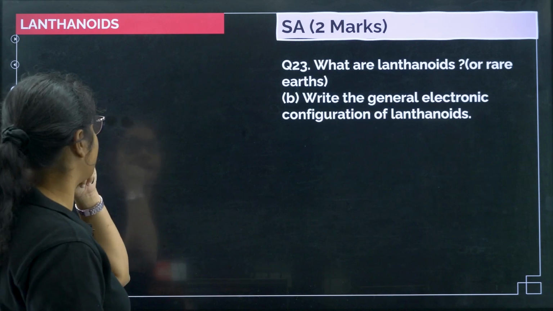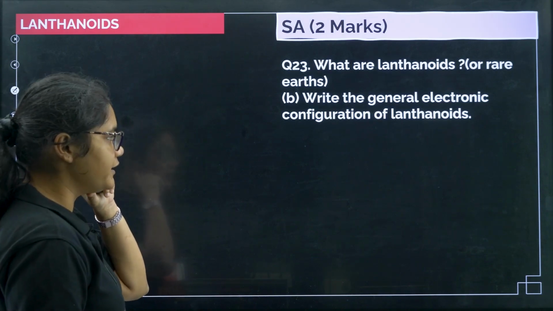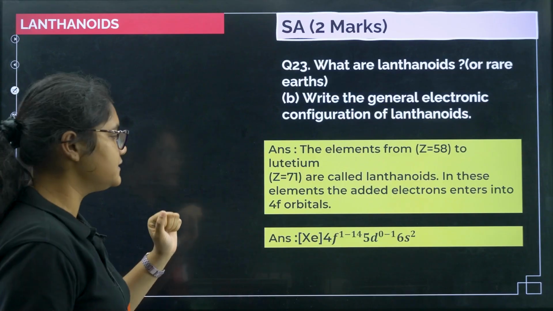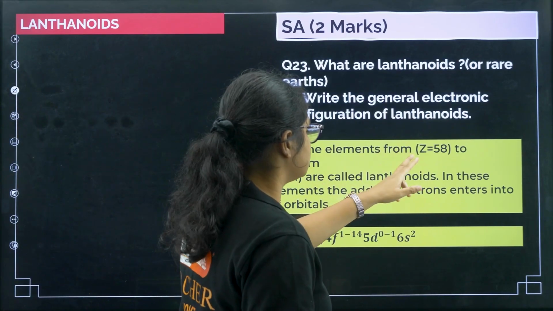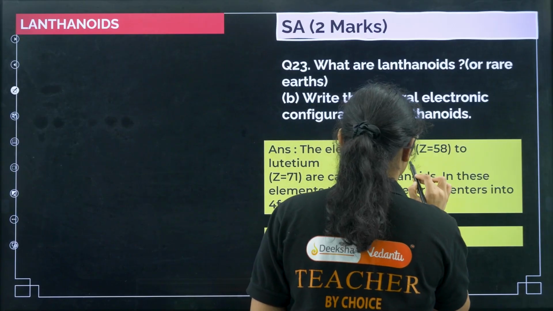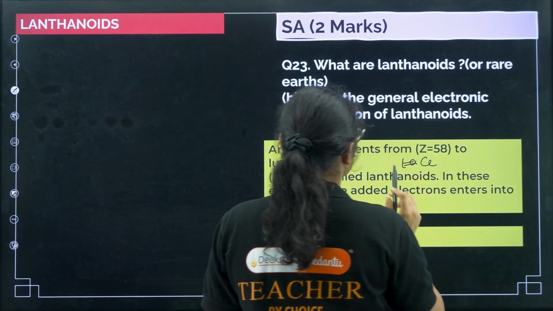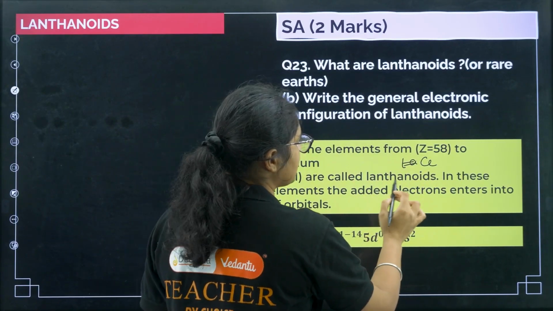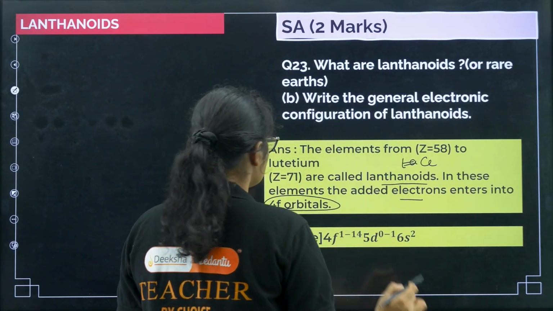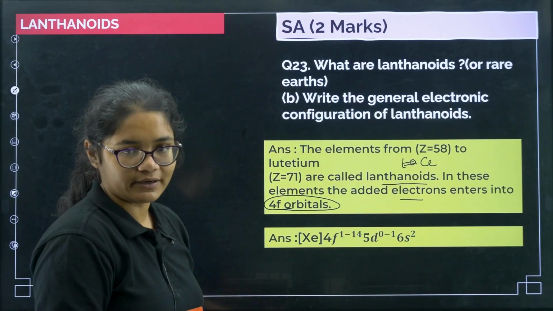Next is question number 23. What are lanthanoids? And write the general electronic configuration. So you know what lanthanoids are? The elements from Z equal to 58, cerium, to lutetium are called lanthanoids. In these elements, the electrons are added in the 4f shell or 4f orbitals.